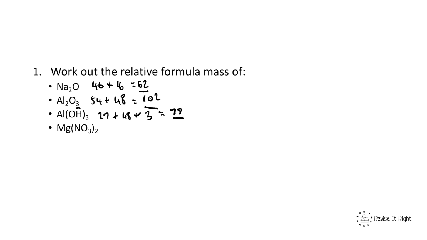And finally, magnesium. Here we go. So magnesium on the periodic table is 24. Nitrogen, there's 1 lot of nitrogen in the bracket, but everything in the bracket is times by 2, because there's 2 outside the bracket. So 14 is 1 nitrogen, times by 2 is 28. And oxygen, O3, there's 3 lots of oxygen in the bracket, but everything in that bracket is times by 2. So really, that means there's 6 lots of oxygen. So 16 times 6 gives you 96. Then we need to add these numbers together. So 24, add 28, add 96, and you should have got 148 for your answer.